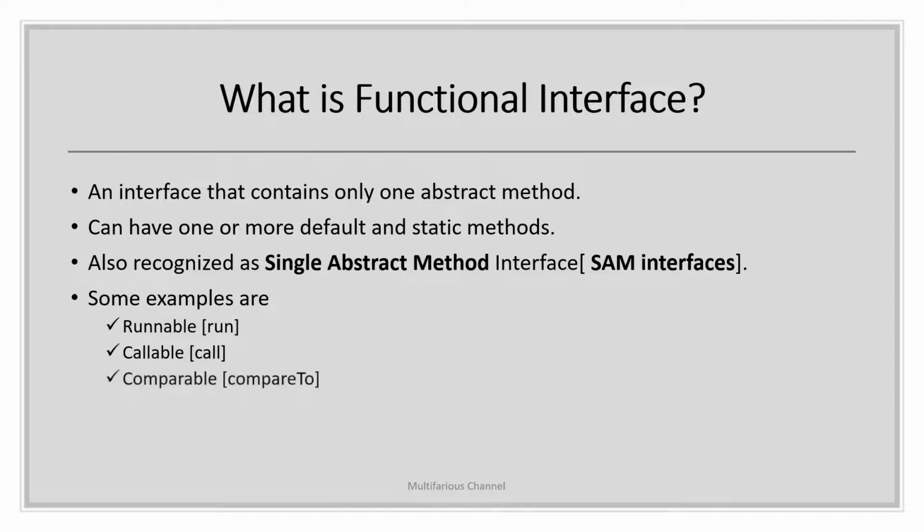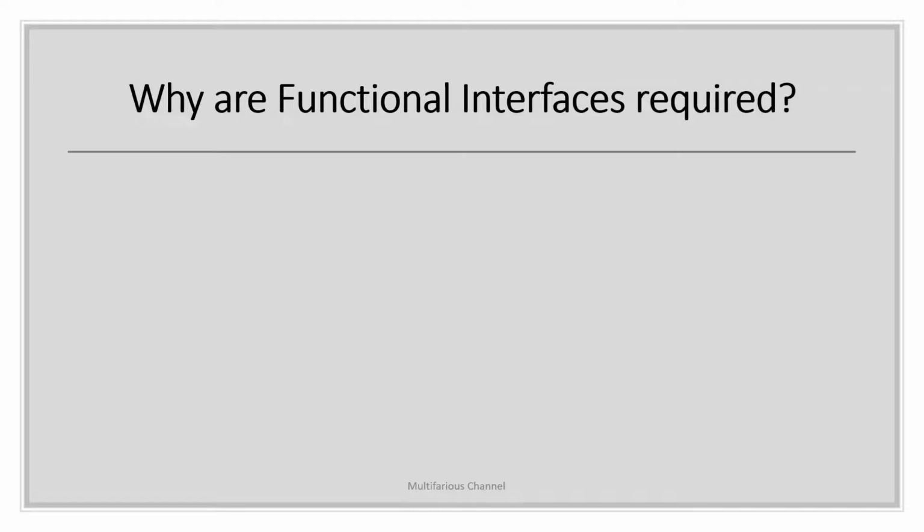Then there is the Comparable interface, which has only one abstract method called compareTo. This interface is used when you want to change the natural way of sorting or comparing objects. Then there is ActionListener, which has only one abstract method called actionPerformed. This interface is used to handle action events like mouse click or hover, etc. and so on.